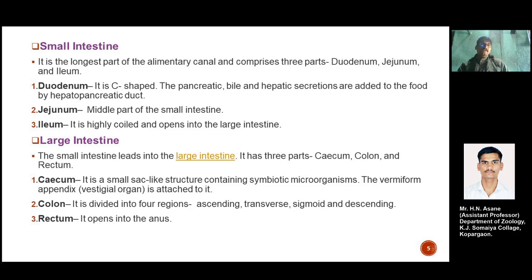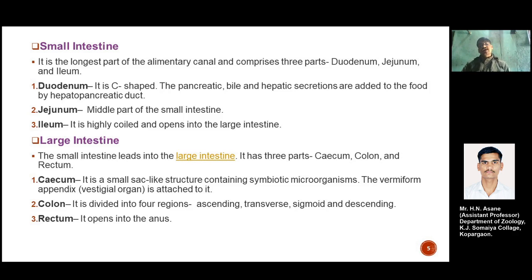The ileum is a highly coiled structure and opens into the large intestine, where the appendix region connects the small intestine to the large intestine. So the small intestine leads into the large intestine.